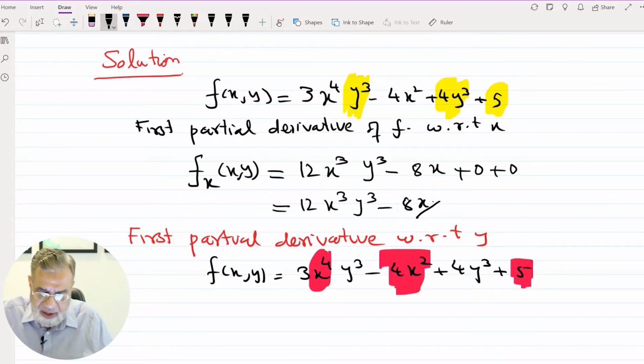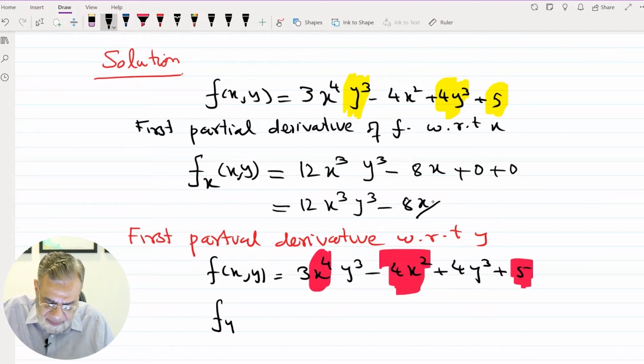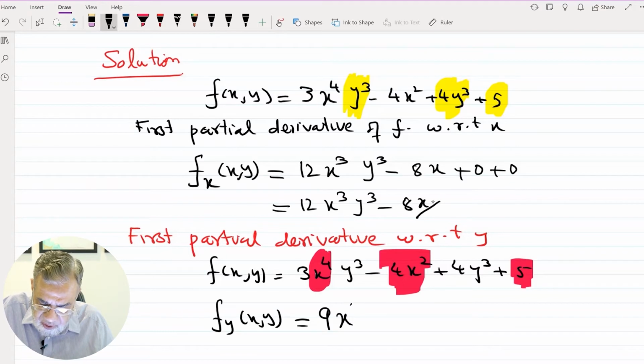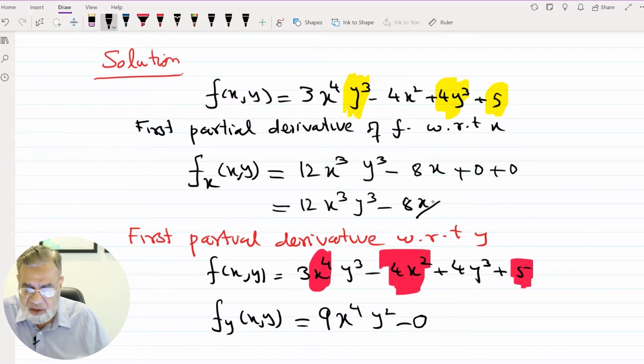Here we block the value of x, and 5 is constant all the time. So when I want to find the derivative with respect to y, x^4 is constant, 3 is constant, and only y is changing. The derivative of y cubed is 3y squared. 3 into 3 is 9, so 9x^4 y^2, minus. This term will be 0 because x is constant and 4 is constant.